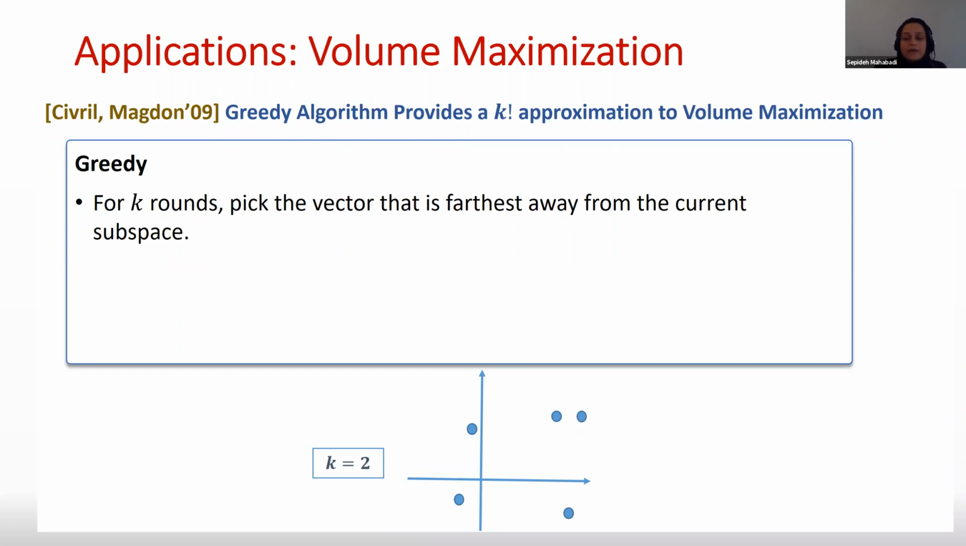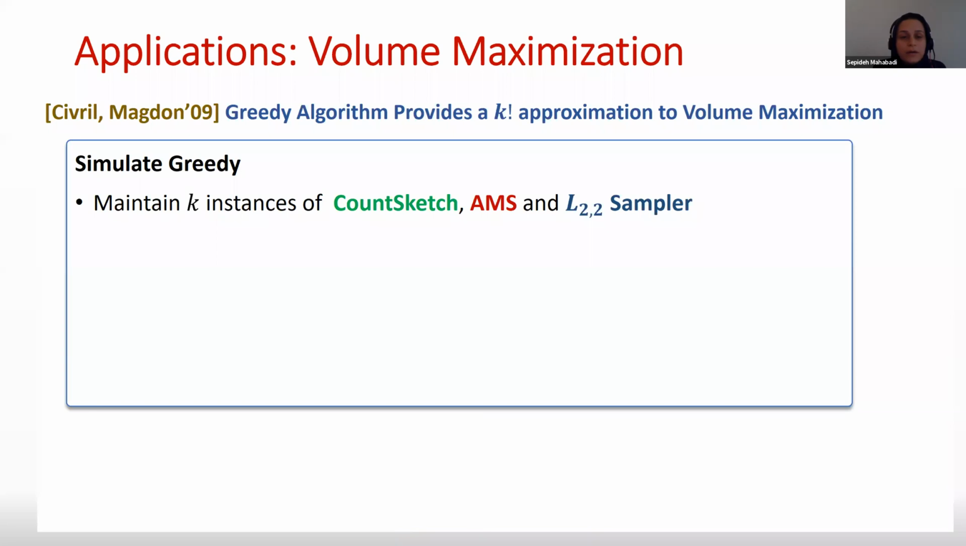In fact, at each step the greedy algorithm picks the vector that is furthest away from the subspace spanned by the points we have already picked. So in the first iteration, you pick the point that has the largest norm, and in the second iteration you pick the point that is furthest away from the line passing through the origin and the first point, and you continue until you get k points. Then it's known that this greedy algorithm provides a k factorial approximation for volume maximization. Okay. So now we would like to simulate the greedy algorithm here.